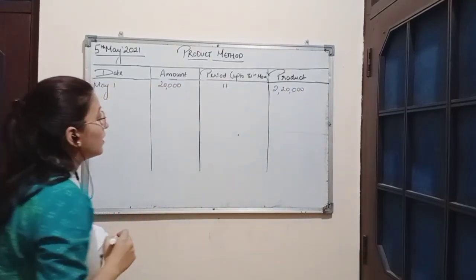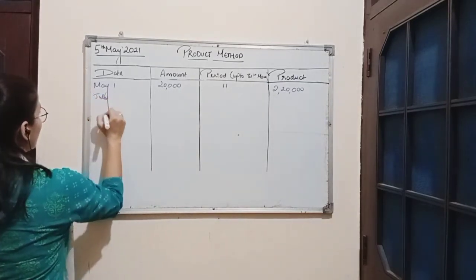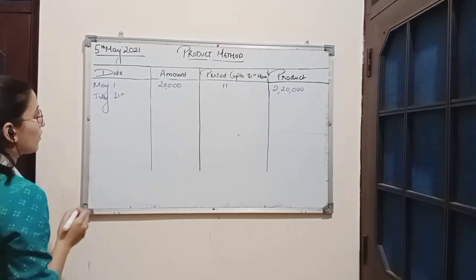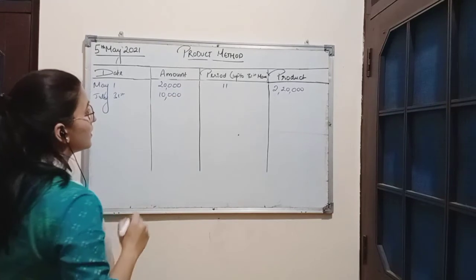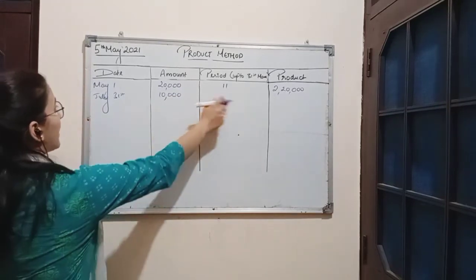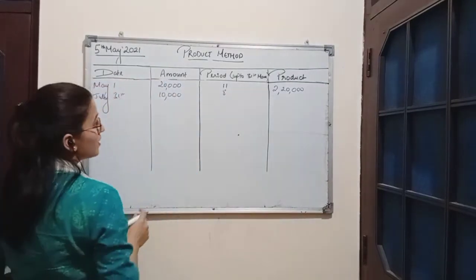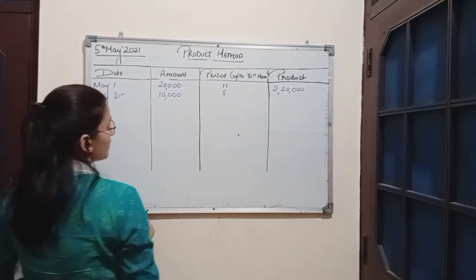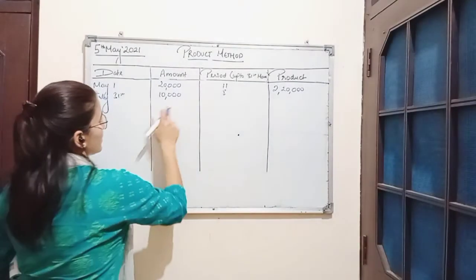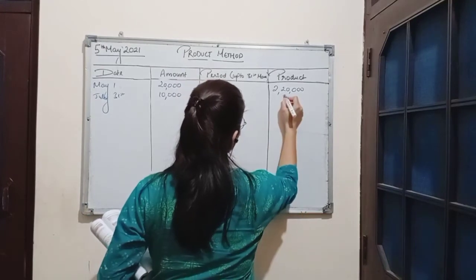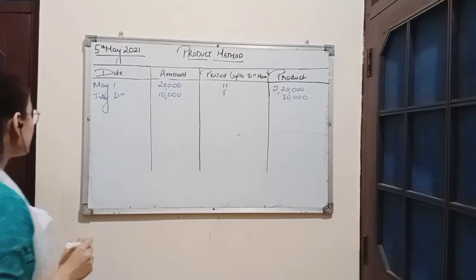So 20,000 into 11 is 2,20,000. Now next date is July 31st. She has withdrawn 10,000 as the amount of drawings. Time period is from 31st July to 31st March. It is a time period of 8 months. So here again we will calculate the product by multiplying the amount of drawings into duration. So 10,000 into 8 is 80,000.